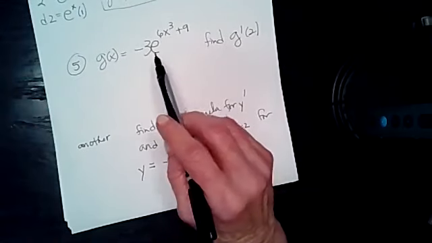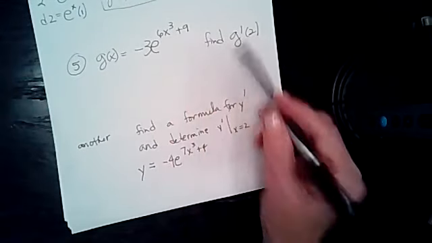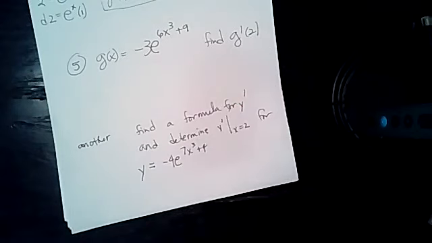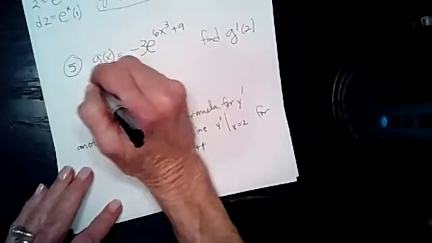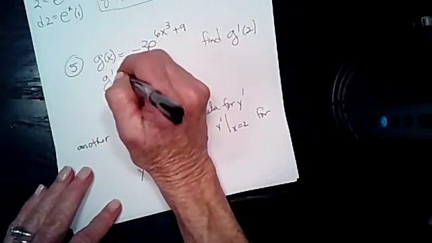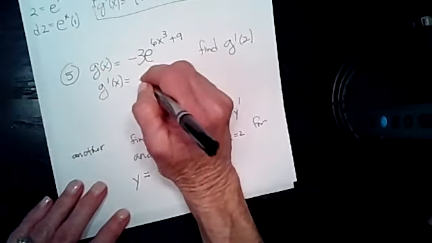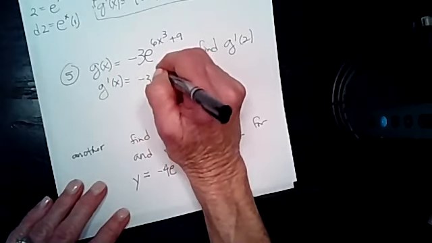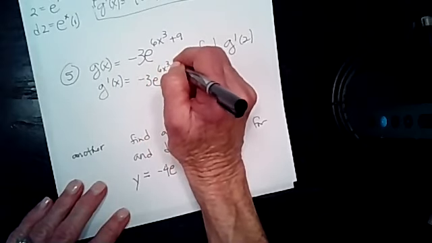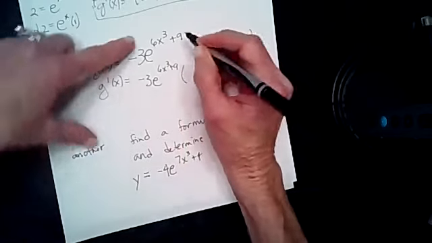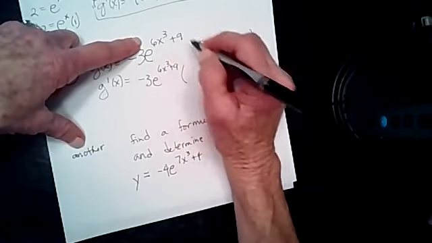Okay, here's my function and they want g prime of 2. So what does that mean? I'm going to take the derivative and plug in 2. Get my calculator. Okay, so g prime of x is negative 3e to the 6x cubed plus 9 times the derivative of 6x cubed plus 9, which is 18x squared.